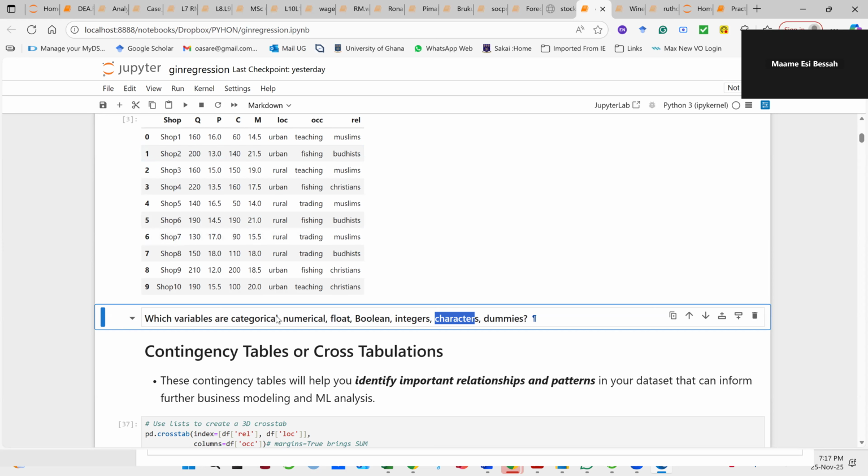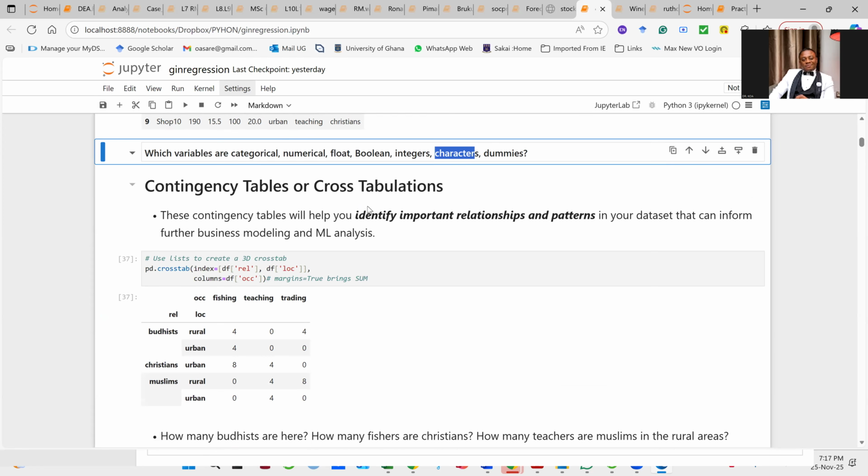Very good. So note that location, occupation, religion, and shop are categorical, but only the location, occupation, and religion are dummies. Okay, let's go to contingency table.